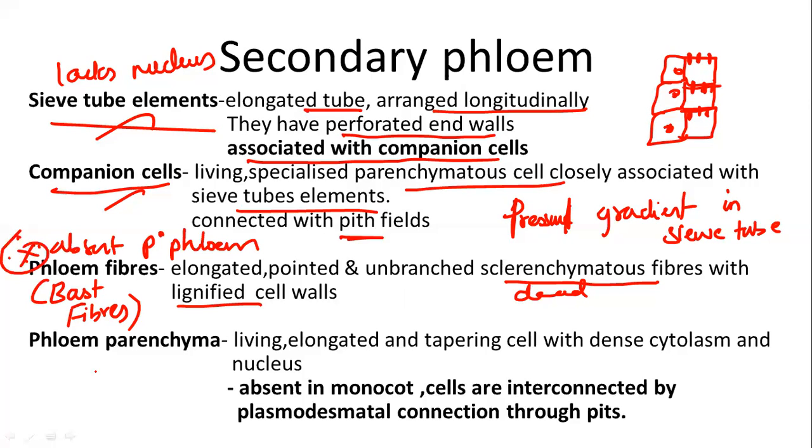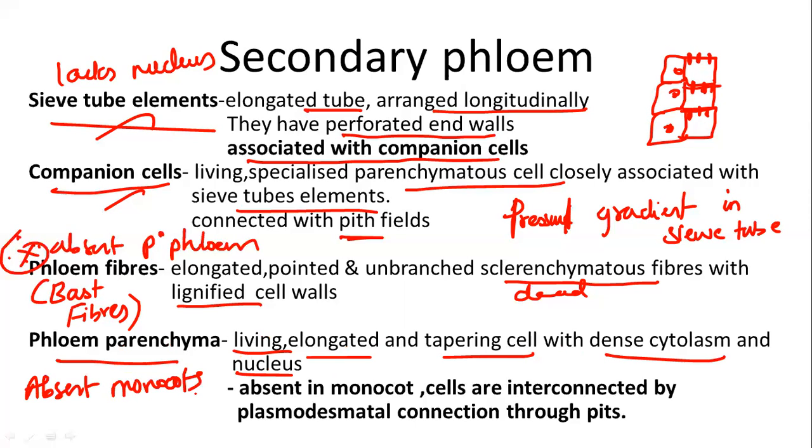The last but not least, phloem parenchyma, which is also a living cell, elongated and tapering, with dense cytoplasm and nucleus. This phloem parenchyma is usually absent in monocots. And here the cells are interconnected with the help of plasmodesmatal connections.